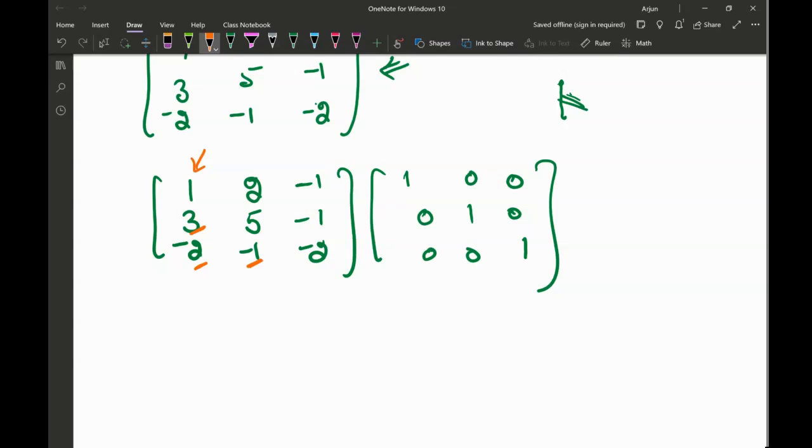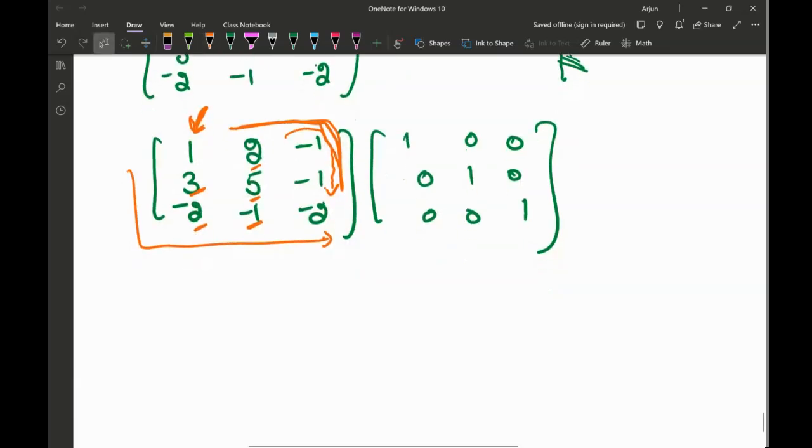This element is already 1. Otherwise I would have started by converting this one into 1. So we are lucky we have this element as 1. Then I'll try to convert this one to 1, and then convert this one to 0 again, and then I will move to these terms later on. That's how I'm going to move, in this direction, and then do these ones.